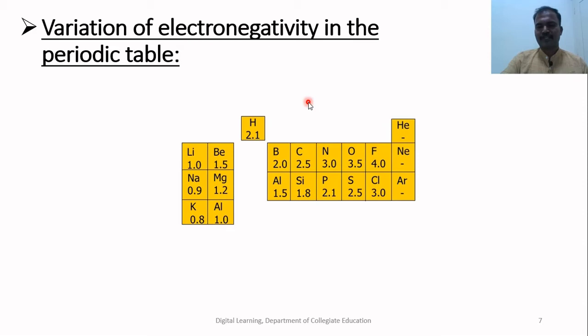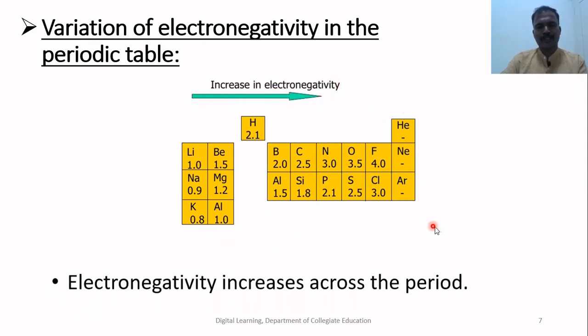Therefore, the increase in effective nuclear charge is large enough to attract the shared pair of electrons towards itself. As a result of this, the electronegativity value increases as we move across the period. So let us have a look here.